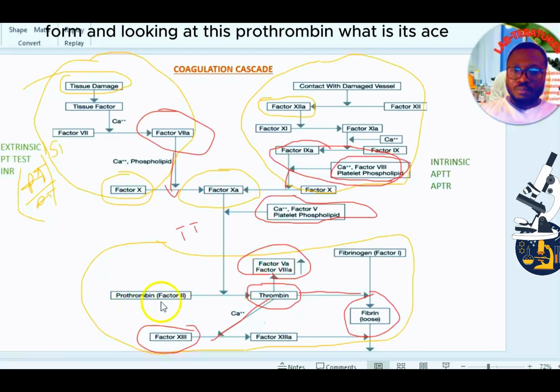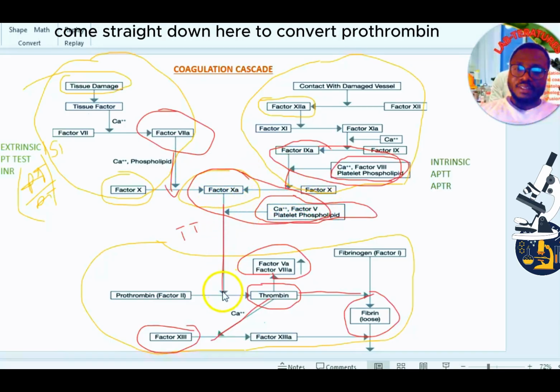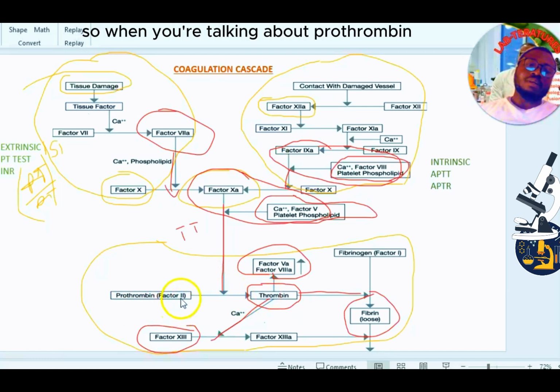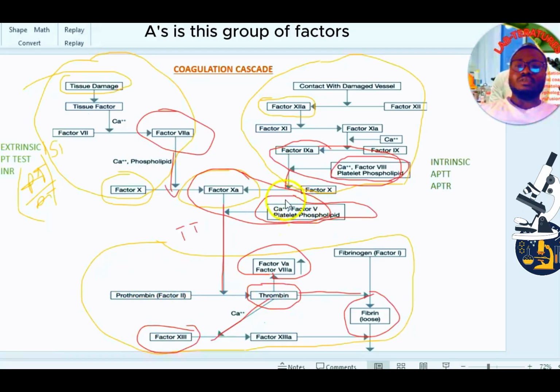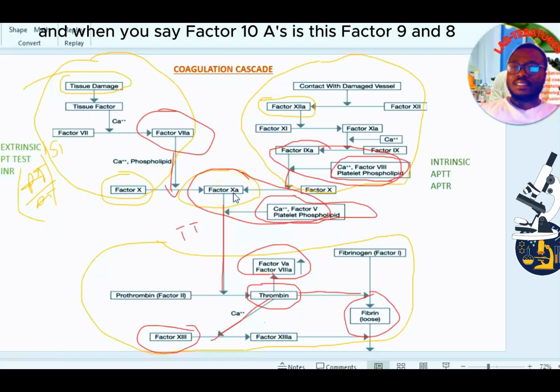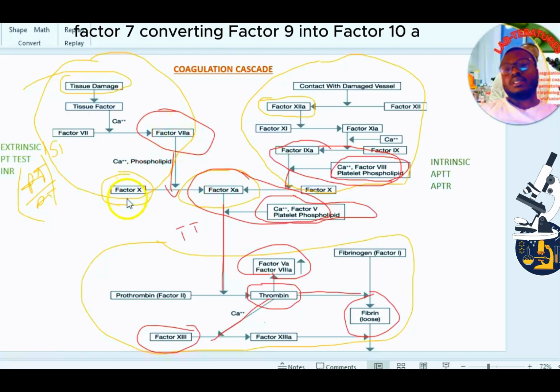And looking at this prothrombin, what is its ACE? A group of factors from here, factor 10 and factor 5 together in an activated form, come straight down here to convert prothrombin to thrombin. So when you are talking about prothrombin ACE, it is this group of factors, factor 10A and 5A, which join hands to convert prothrombin to thrombin. And when we say factor 10 ACE, it is factor 9 and 8 here, which join hands to convert factor 10 to its activated form. Or in the extrinsic pathway, factor 7 converting factor 10 into activated factor 10.